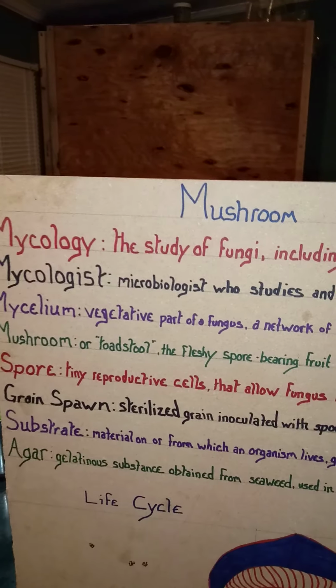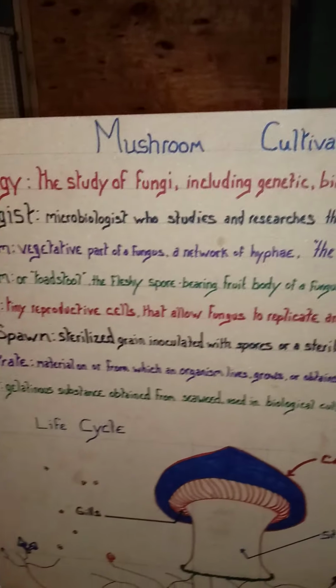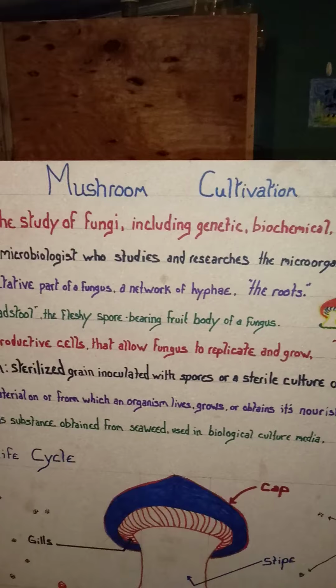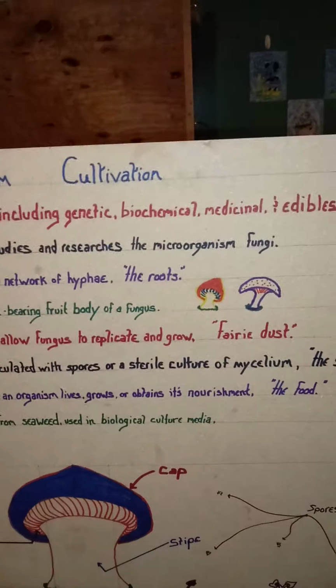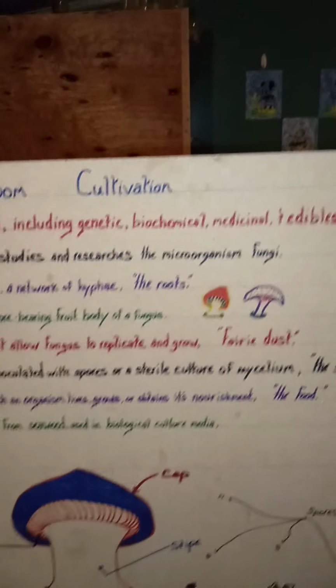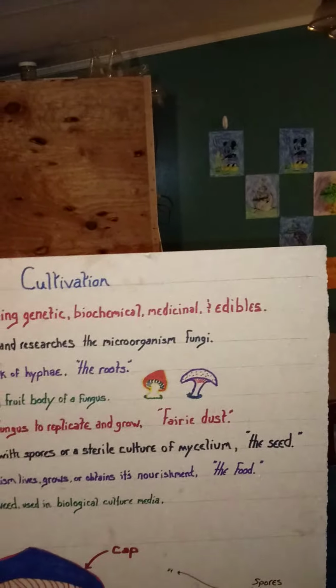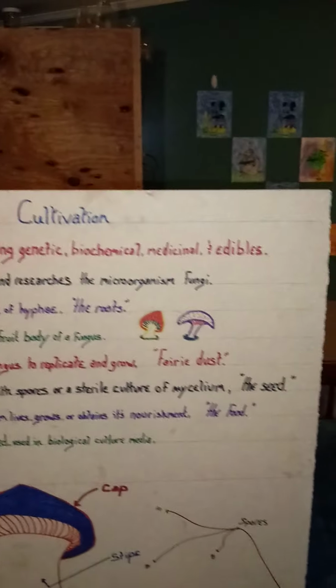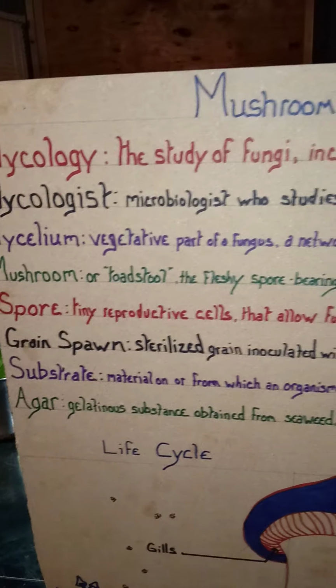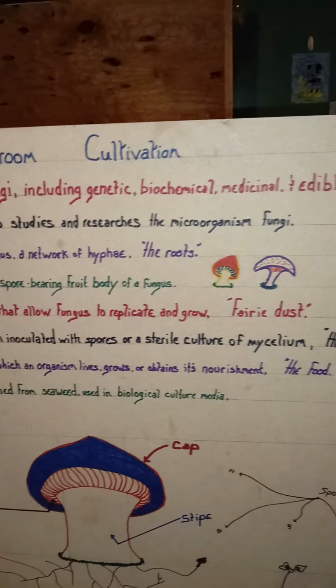Mushroom, or what they call toadstool, is the fleshy, spore-bearing fruit body of a fungus, i.e. it would be the same thing as an apple to a tree. So the mushroom is, i.e. the fruiting body of the mycelium. The spores, it's a tiny reproductive cell that allows fungus to replicate and grow, what they call fairy dust.